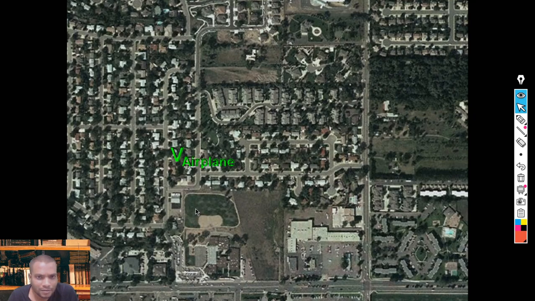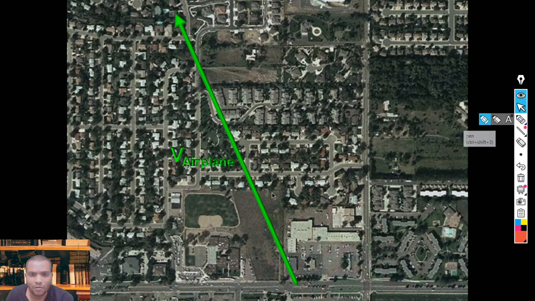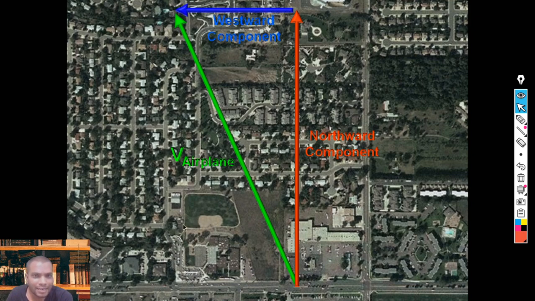Let us apply this to a realistic example. If this plane is moving in this direction, it means this vector has two components. One is the plane velocity, acting towards the north, and the other is the velocity of the wind, acting towards the east. So the plane moves in the northwest direction because of the wind.